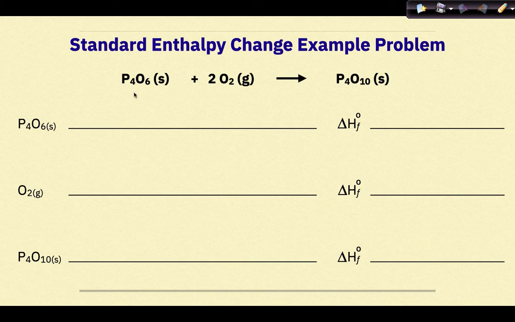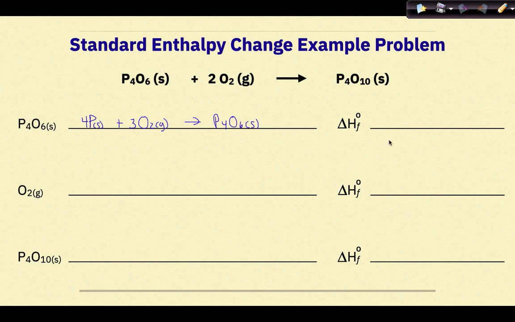Tetraphosphorus hexoxide, P4O6 solid, plus 2 moles of oxygen yields P4O10 solid. So let's start out by writing the heat of formation reaction for P4O6 solid. So we're going to have phosphorus as a solid plus oxygen as a gas in its standard state, and give us P4O6 as a solid. So I need a 4 here and I need a 3 in front of the O2, and I have a standard state there.